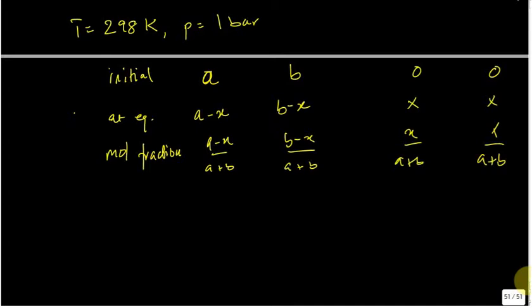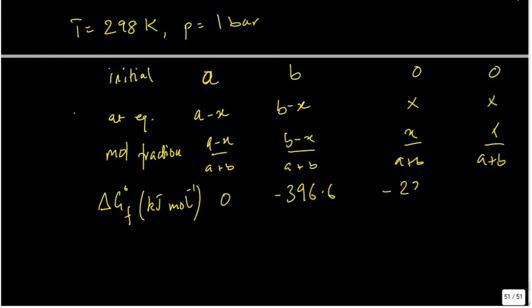So I give you the delta G of formation of all these four substances, hydrogen, carbon dioxide, water and carbon monoxide, in kilojoules per mole. We did not do any thermochemistry, because it's something that you do a lot in your 12th standard. Delta G of formation of pure substances is 0, so hydrogen is 0. And this one is minus 396.6, minus 228.6.